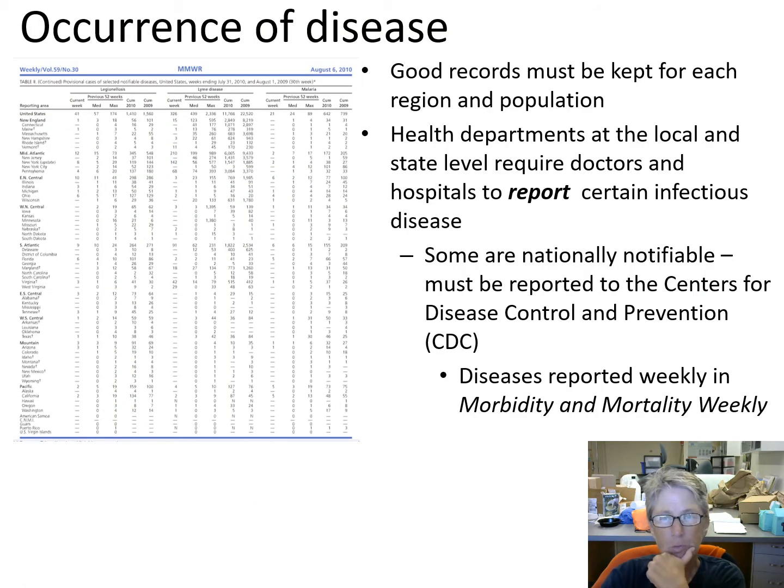So for every region and population, the epidemiologists have to keep good records so they can track the disease. Health departments have to require doctors to report diseases so we can keep track of the diseases. Some diseases you want to report to the CDC, not just to your local health department.